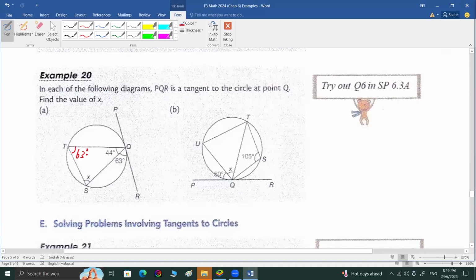Okay, 180 minus 63 and 44, 107. So, 73, yes, 73. Another way that you can do, class, see here. I say sometimes mathematics is not from one method only, right? Can you see the X here? X is outside here, right? A straight line that is 180. 180 minus these two, you can get X. Okay? Yes.